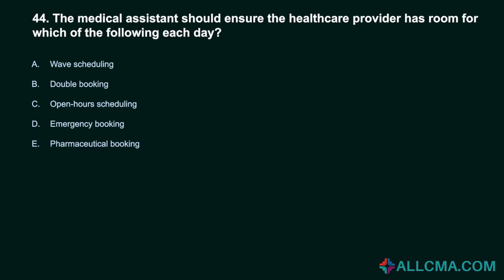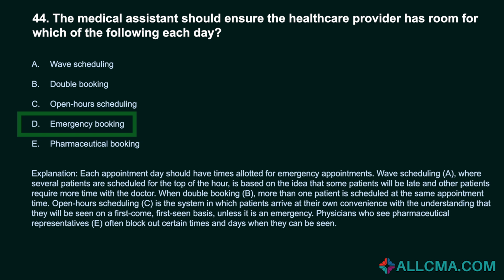D. 44. The medical assistant should ensure the healthcare provider has room for which of the following each day? A. Wave scheduling. B. Double booking. C. Open hours scheduling. D. Emergency booking. E. Pharmaceutical booking. Correct answer, D. Emergency booking. Each appointment day should have times allotted for emergency appointments.